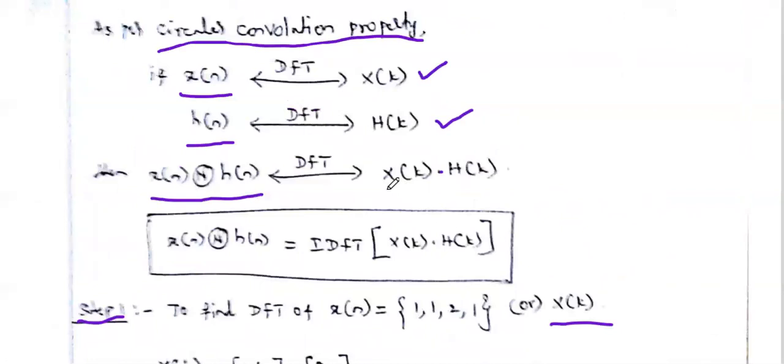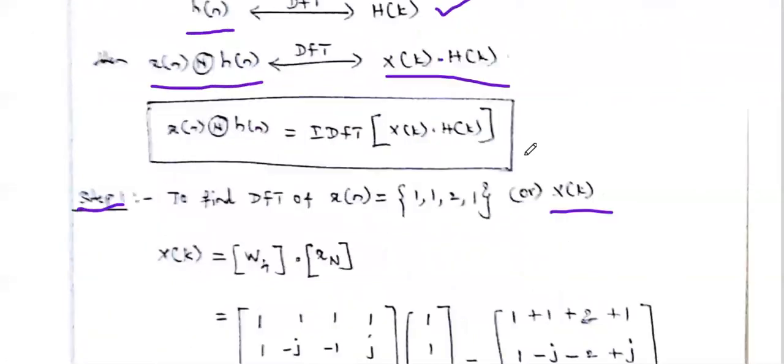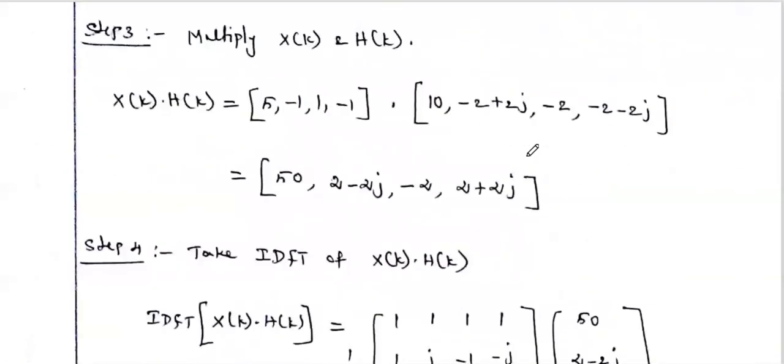What is the third step? We have to multiply X of k and H of k. We will get four answers for X of k and four answers for H of k, so we just multiply them: the first element with the first element, the second element with the second, and so on up to the fourth. So the multiplication of X of k with H of k is the third step.